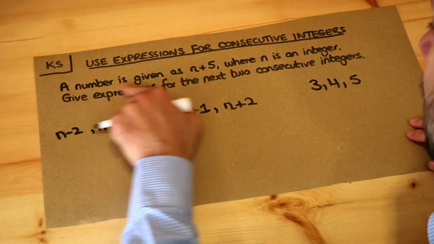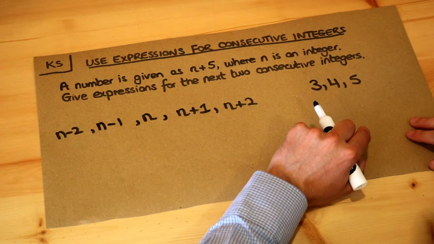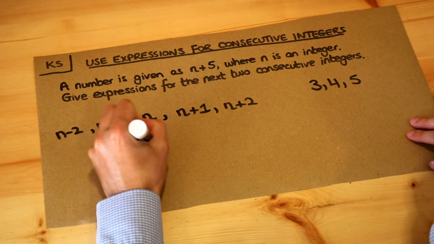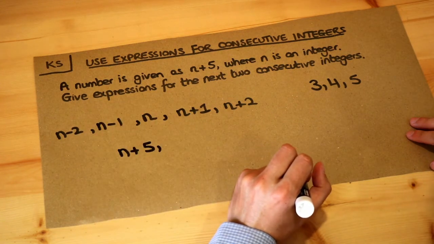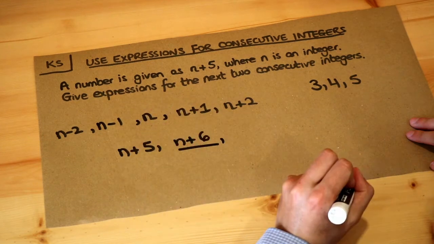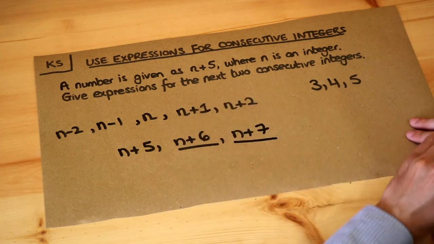So let's read this. A number is given as n plus 5, where n is an integer. Give expressions for the next two consecutive integers. So if we had n plus 5, what would be the next consecutive integer? Well, we add 1 to it, so it'd be n plus 6. And what would be the next one? We add 1 to it, we get n plus 7. And that is the final answer.